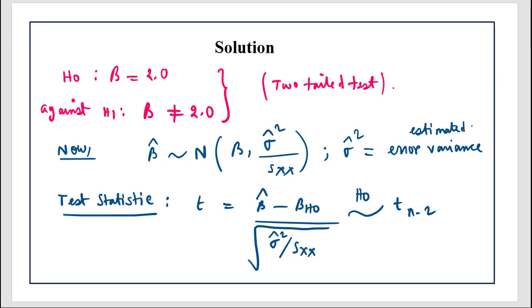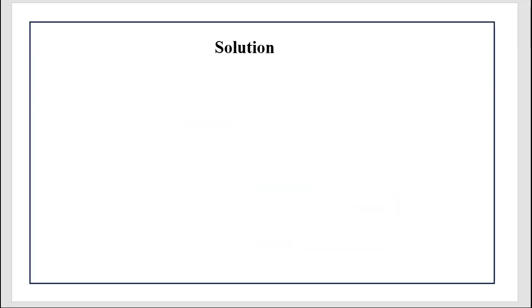Under H naught, it will follow T with n minus 2 degrees of freedom, and that will be your test statistic. Now, simply you have to find out a couple of things. Firstly, find out what is sigma cap square. This is the estimated variance. Remember the formula for this, RSS by n minus 2, right? We have derived this for the 2 variable case, it is RSS by n minus 2.